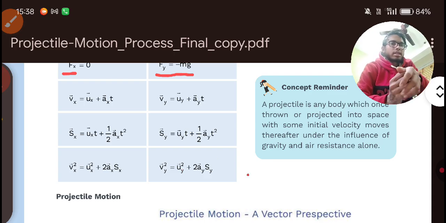Concept to remember: a projectile is any body which, once thrown or projected into space with some initial velocity, moves under the influence of gravity and air resistance alone. If something is thrown into space, the resistance will be the air, and the motion happens under gravity.